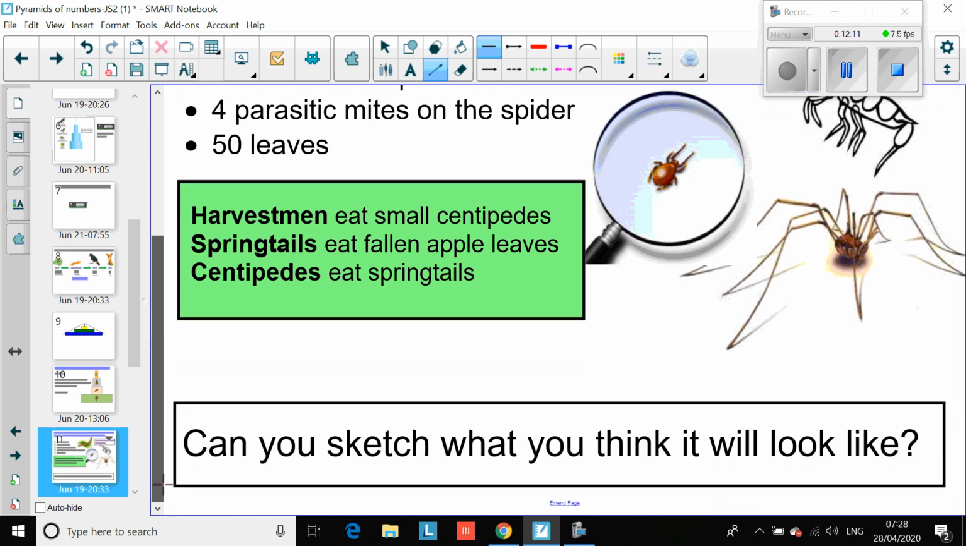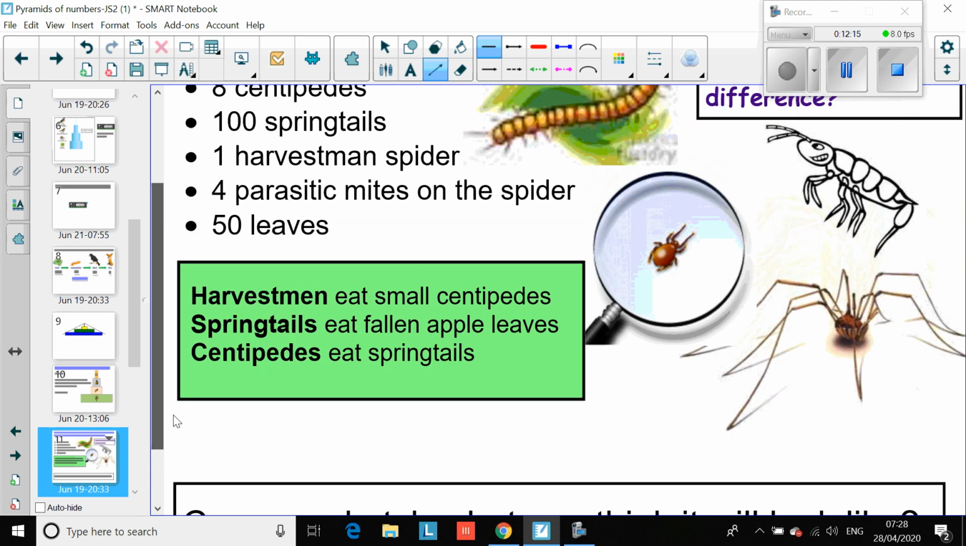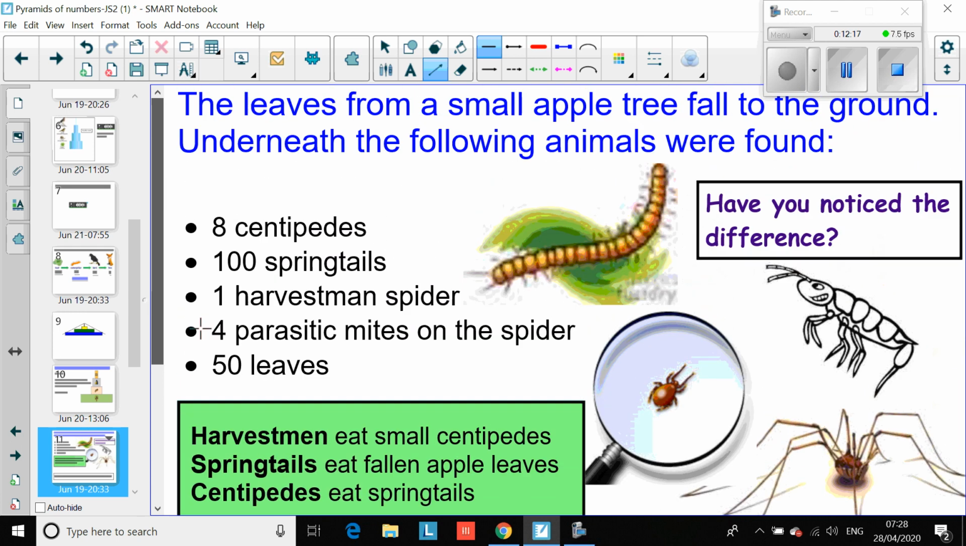So, can you sketch what you think a pyramid of numbers would look like? You're going to need to take a bit of time with this, which will probably take you about 10 minutes because you've got to organize this, you've got to see what eats what. There is also a little bit of a complication in there, which I'll get to a bit later. So go into assignments, have a go at this, draw it in your book. Okay, off you go.